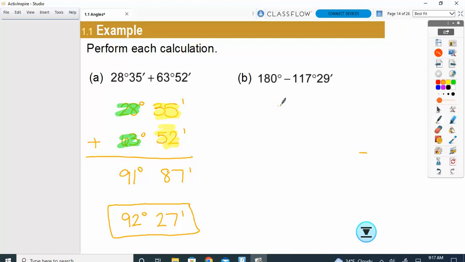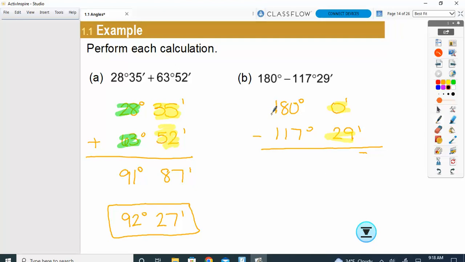All right, so subtraction works kind of the same. We have 180 degrees minus. We want to line up the degrees, line up the minutes. My 180 didn't have any minutes, so I'm going to write this as 180 degrees, 0 minutes. When you go to subtract, we have to subtract our minutes first. Can you do 0 minus 29? No.